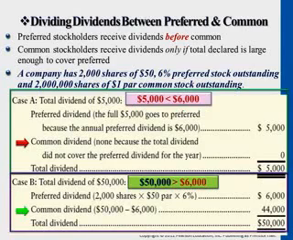Okay, now this is an example where the company issued a lot more than what preferred shareholders are able to get. So in this case, common shareholders also get dividends. Okay, so companies always consider preferred shareholders' dividends first, and then if there's anything left, that goes into common shareholders' hands.